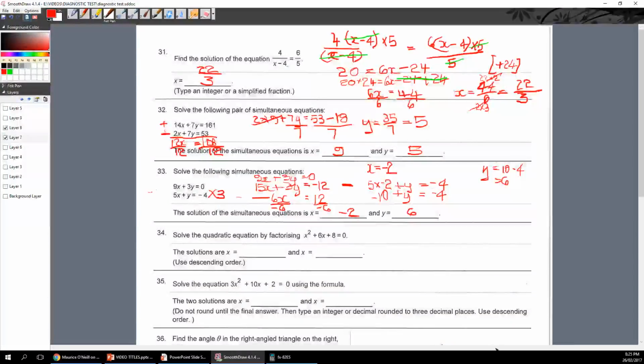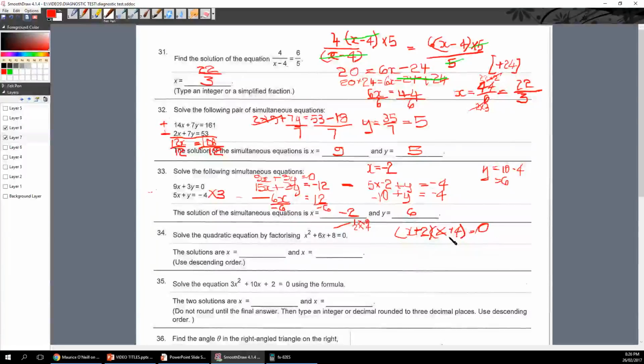Yes, that's correct. Now, this is a quadratic equation here, and we want to factorize it. So what I do is look at the factors of 8. We've got 1 times 8, 2 times 4. Our signs are both positive, so that tells me that we're going to have something like this: x plus 2, x plus 4 equals 0.